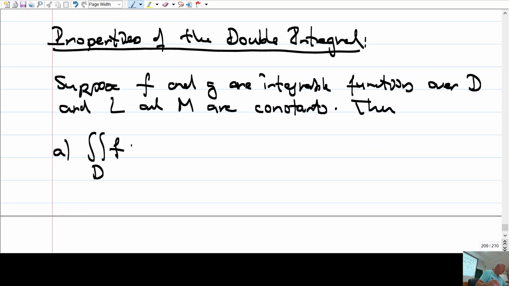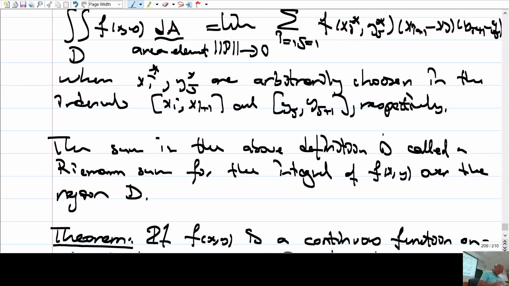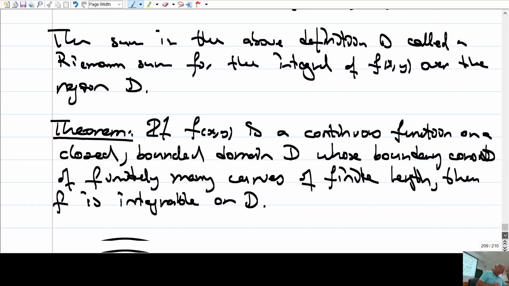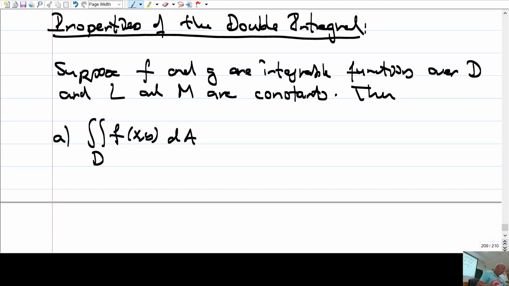The double integral of f of xy, let me use the notation dA instead of dx dy. In one variable case we had dx, length, but here this is the area element. We call it area element. So it is like dx dy. Actually, I'll talk about it in a minute. But here, let me write dA.